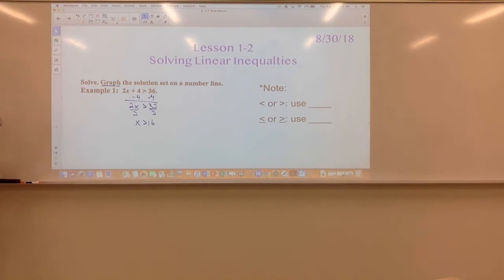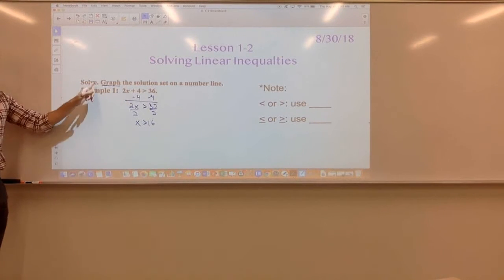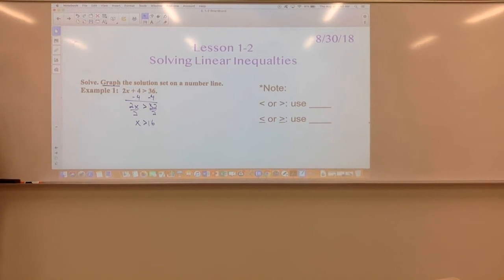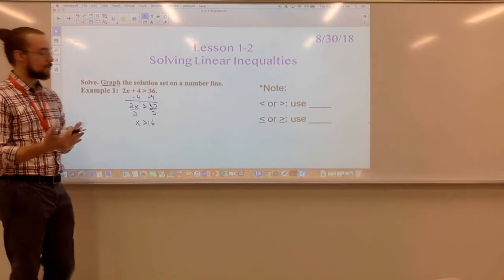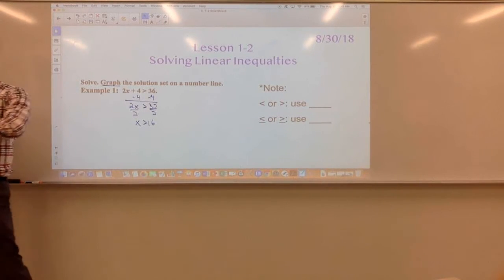All right. Now, the new part. I guess this is a little bit new, but the big new part is graphing the solution set. Does anybody remember how we would graph something like that? We're just using a number line, not a two-dimensional coordinate plane, just a one-dimensional number line.